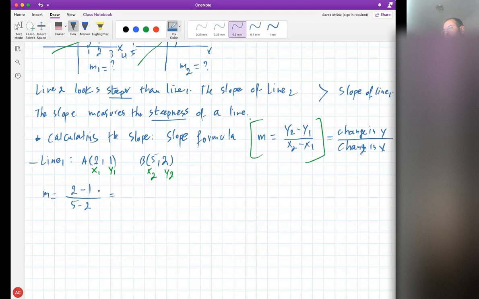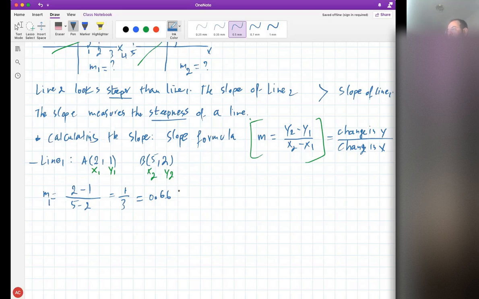We simplify this, so this is 2, I mean 1 over 5. 1 over 3. That's right, 1/3, which is about 0.33. It's just a number. The slope is a number. It could be positive, negative, decimal, fraction, could be any sort of real number. So that's M1.